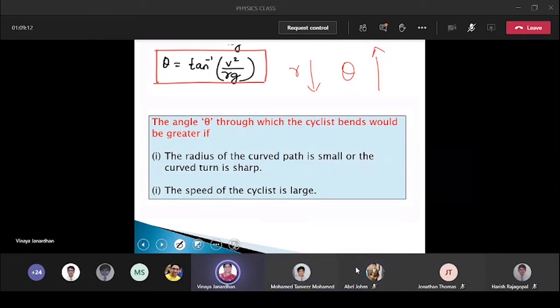When the speed of the cyclist is large, this theta is also larger. When the cyclist goes with a greater speed, he has to lean to a larger angle. Is that what you experience? If you don't, then there's a high chance of not making the turn properly. Okay, fine. So technically speaking, all these terms are correct.